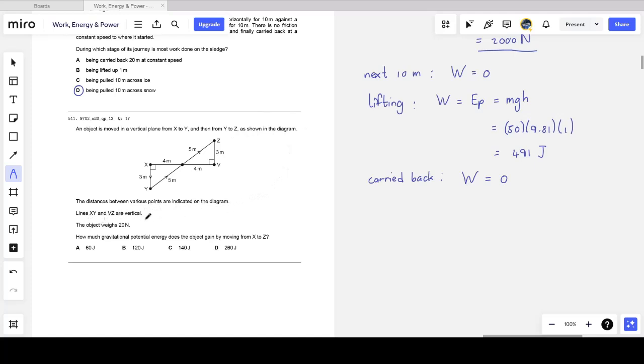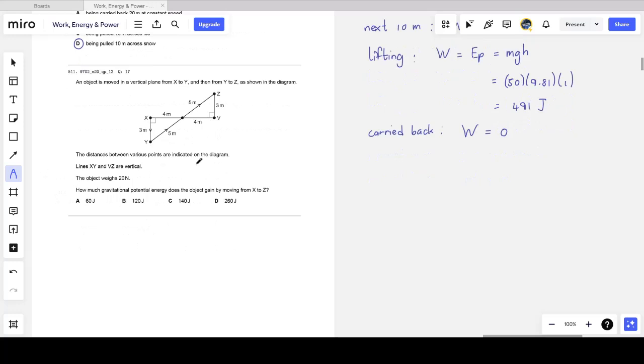Lines xy and yz are vertical. The object weighs 20 newtons. How much gravitational potential energy does the object gain by moving from x to z? Well, the object goes from x to y and then y to z, and I want to know the gain in gravitational potential energy. The gain in gravitational potential energy, we'll call it EP, is mg times the gain in height. That's how we calculate the gravitational potential energy.